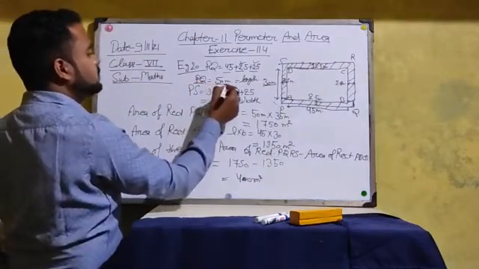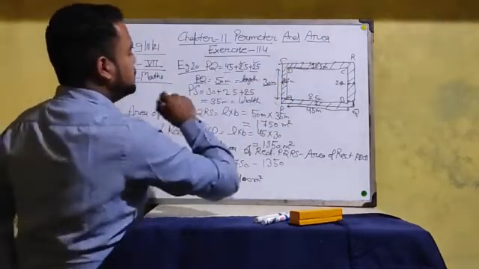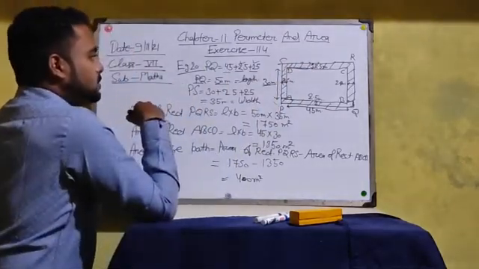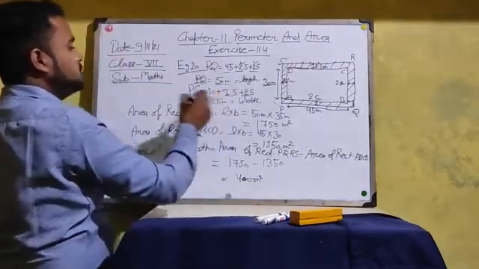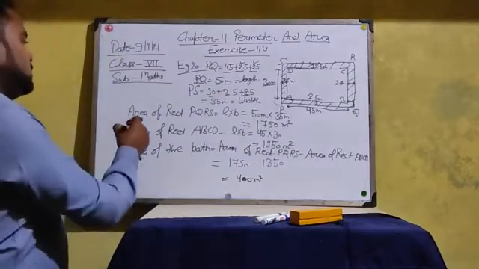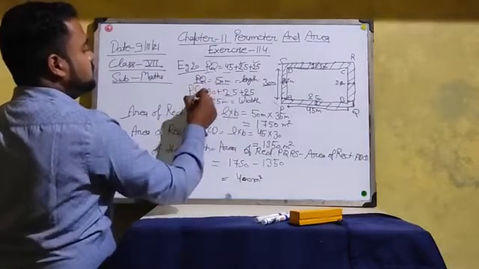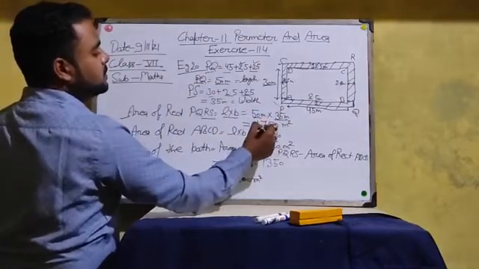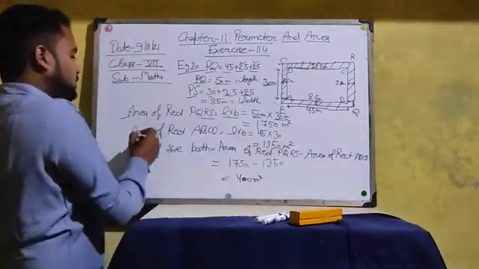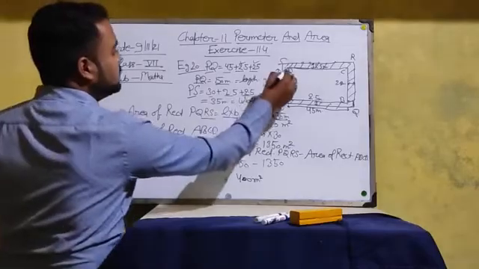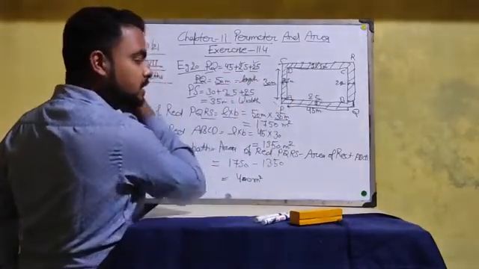Then PQ is equal to 50 meter, that is the length of rectangle PQRS, and the width of rectangle PQRS is PS, so 30 plus 2.5 plus 2.5 is equal to 35 meter. Now here the area of rectangle PQRS is equal to L into B, that is PQ into PS, 50 meter into 35 meter, which is equal to 1750 meter square.